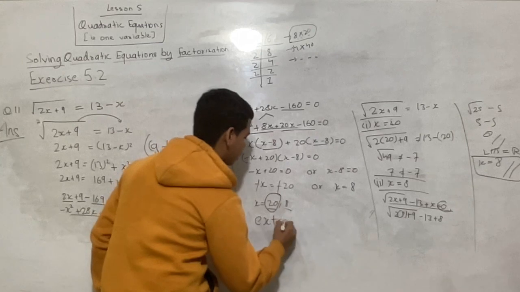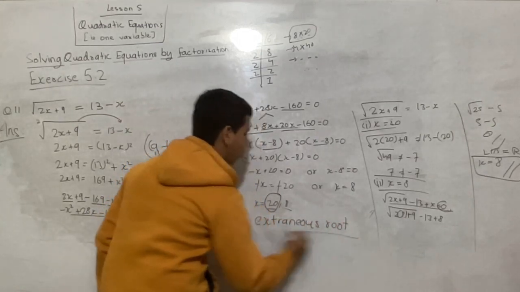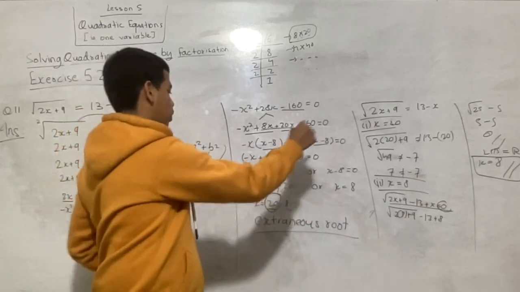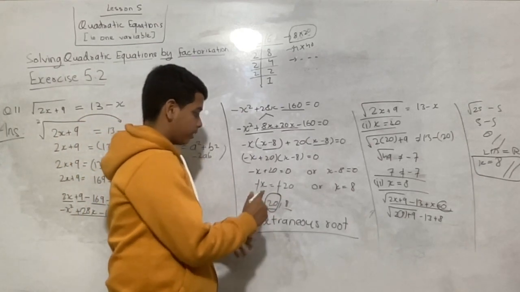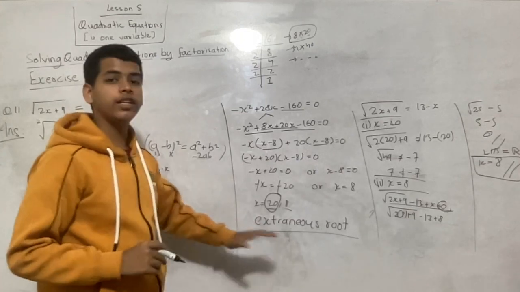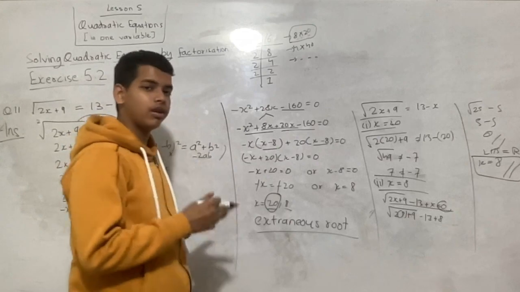Extraneous root. That means a false root. And here the root doesn't mean this square root. Root means solution. So when this solution doesn't satisfy the quadratic equation, this is called an extraneous root, that is extra root, extra solution. We got an extra answer which is not the answer.